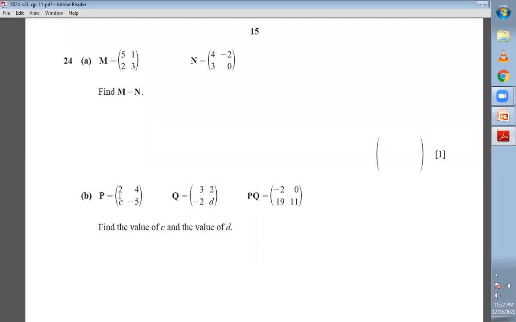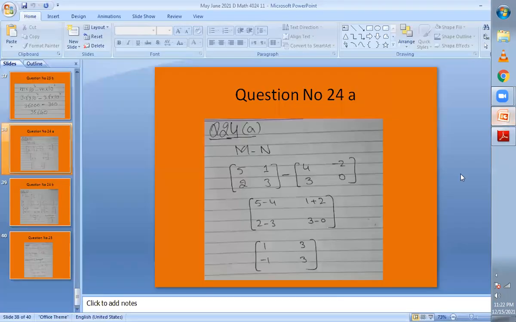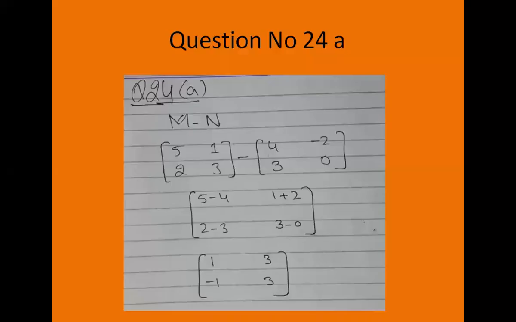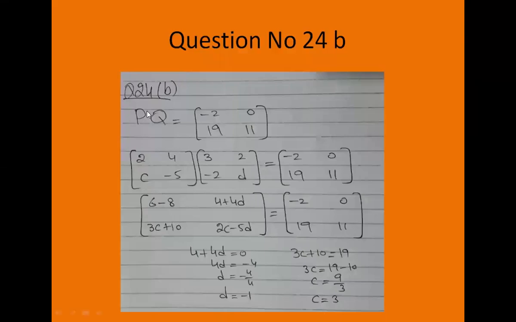He says P is 2, 4, C, minus 5, and Q is 3, 2, minus 2, D. PQ is equal to minus 2, 0, 19, 11. So this is given. So just put the P value here and the Q value, multiply them, then we will compare them. Then he says find the value of C and the value of D. Okay, so let me show you how this is done. So they said PQ is equal to this. I put the value of the P matrix here, 2, 4, C, minus 5. I put the Q value here, that's 3, 2, minus 2, and D.